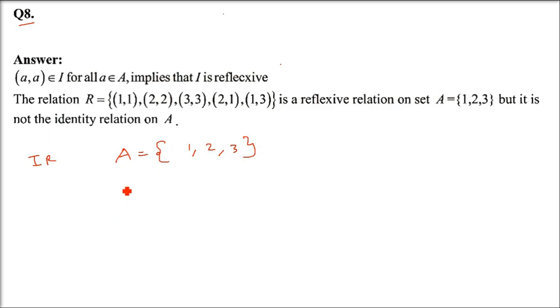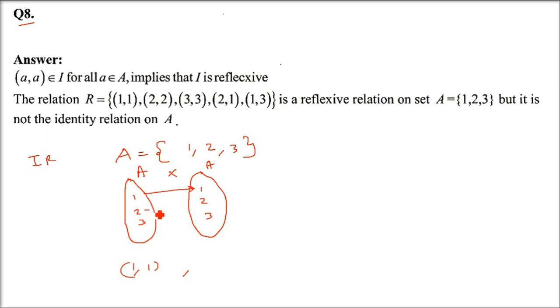That is, if I take an example of A, which is {1, 2, 3}, so for the identity relation, let me make a set form, then you will be able to understand more. So this is A cross A, because we are talking about relation. This is 1, 2, 3, and this is also 1, 2, 3. So in A cross A, the identity relation will be (1, 1), (2, 2) and (3, 3). Only this, nothing else. Okay, this is the identity relation on this set.